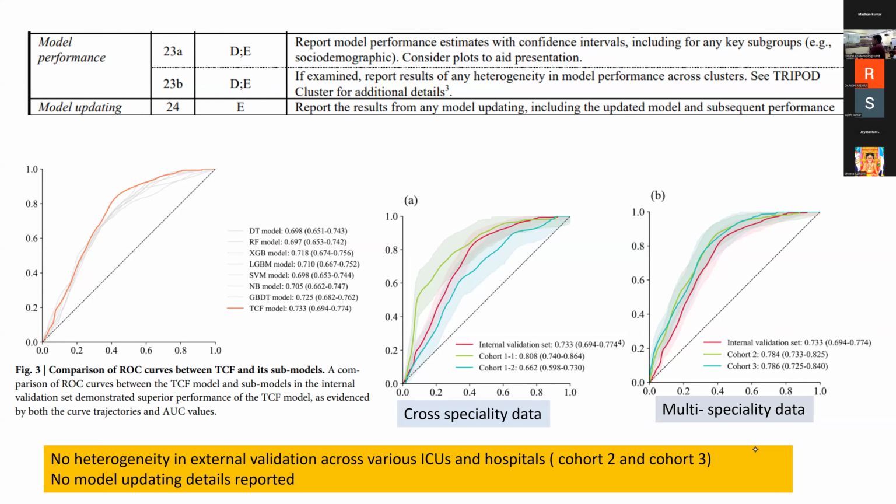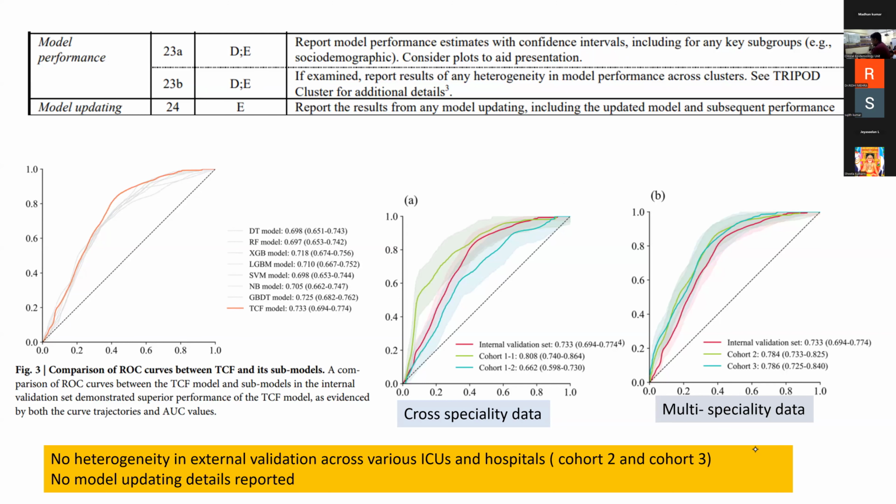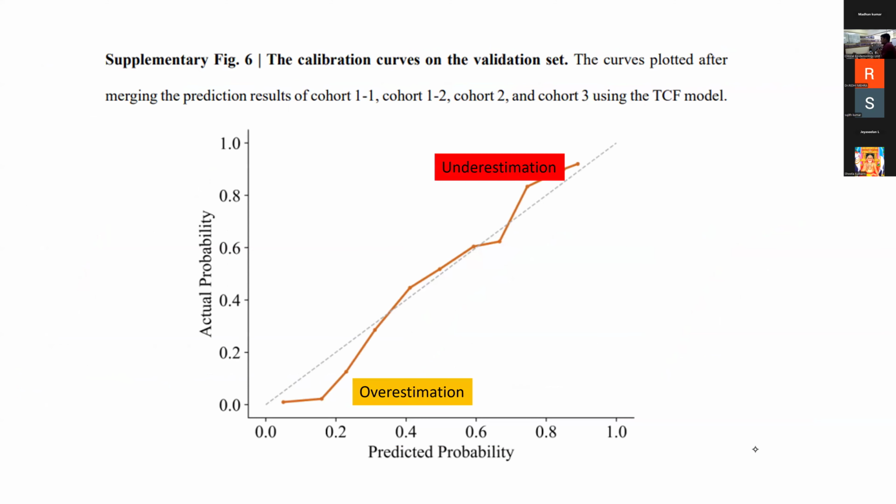And whether there was any reporting of results of model updating. So that model updating detail was not reported. They've also given something called a calibration curve. The ROC curve is something you plot between the true positives and false positives, and the maximum value is 1, which would be ideal and mean the best performance.